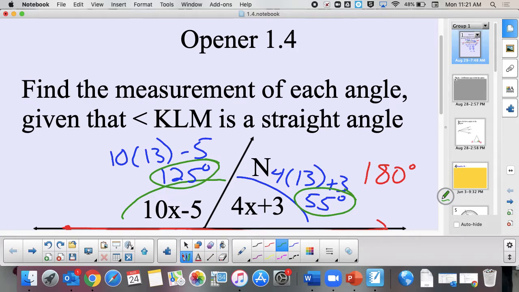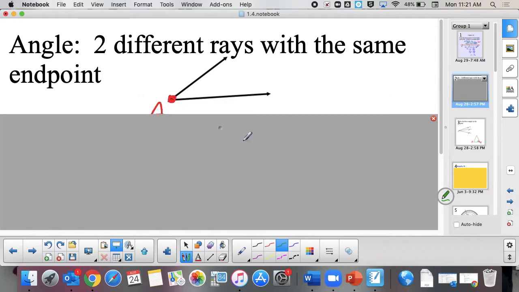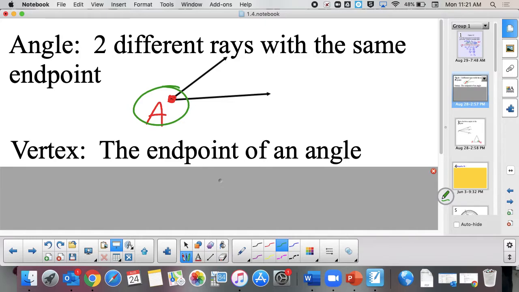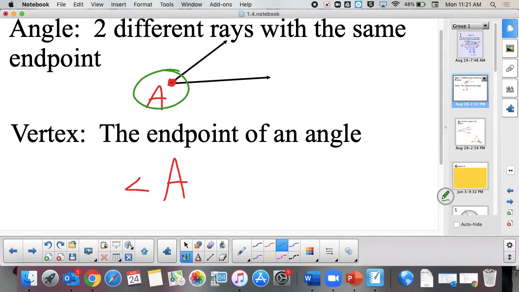Taking a look at our notes then for 1.4, we're going to go through 1.4 part 1 and part 2 today. Part 1 is just classifying those angles and naming them. An angle is two different rays that have the same endpoint. So here you are looking at those two rays sharing this endpoint A right here. When you name an angle, typically we'll name it by the vertex that's there. Your vertex is the endpoint of that angle. So here it is, that angle A.